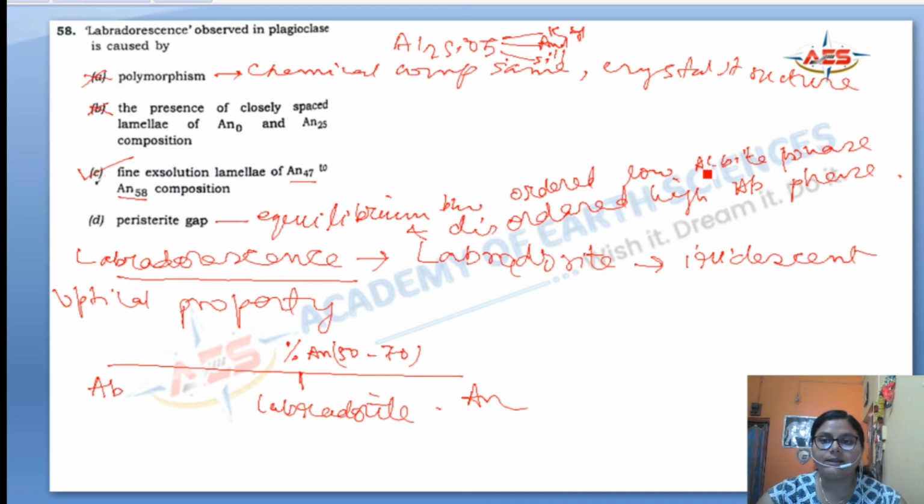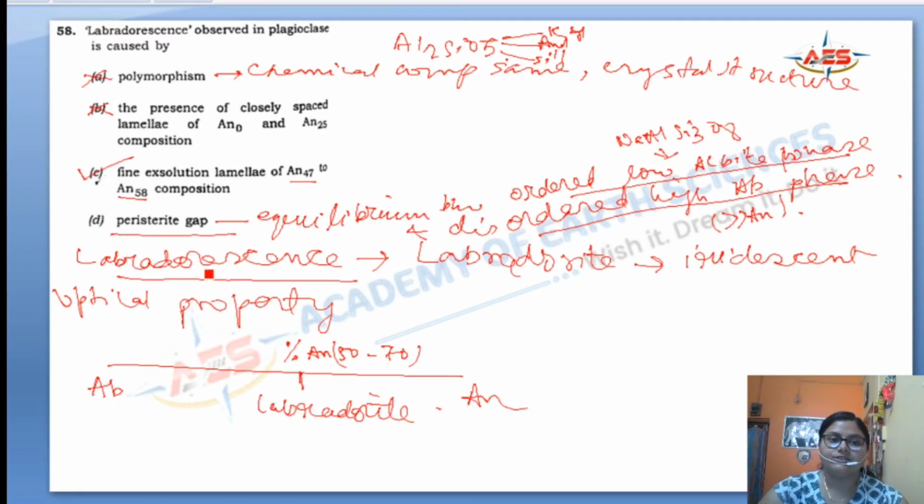The ordered low albite phase is generally pure NaAlSi3O8 composition, and the disordered high albite phase has a higher amount of anorthite content. They are anorthite rich. This equilibrium represents the peristerite gap. Okay, so this is not the correct answer. So the correct answer is C for question number 58.